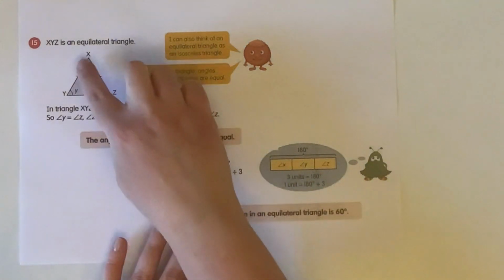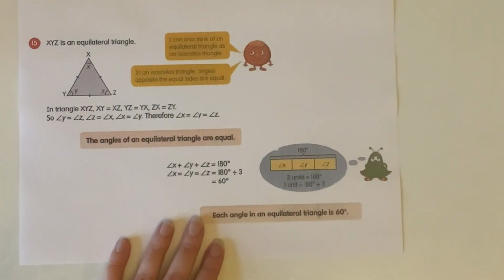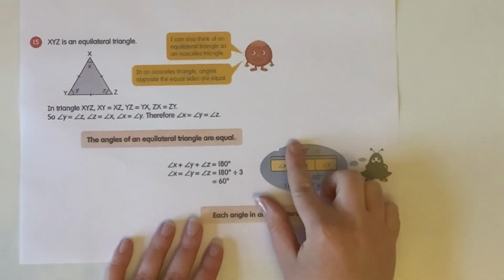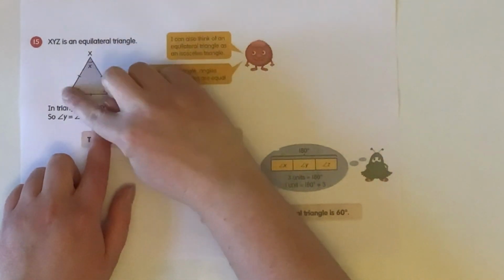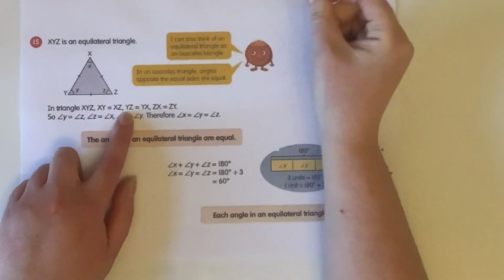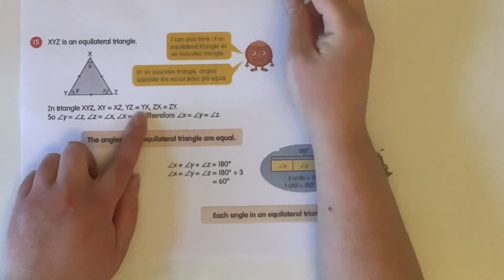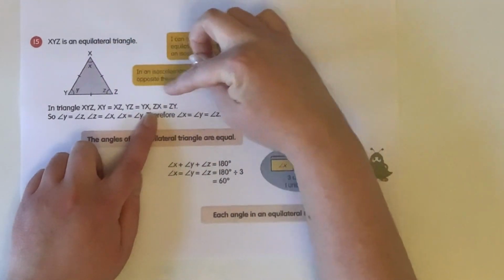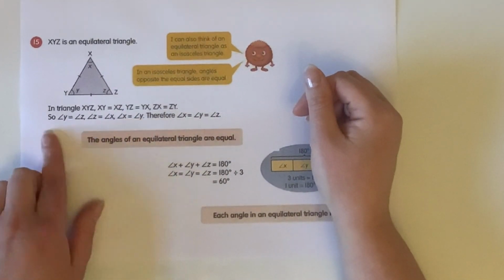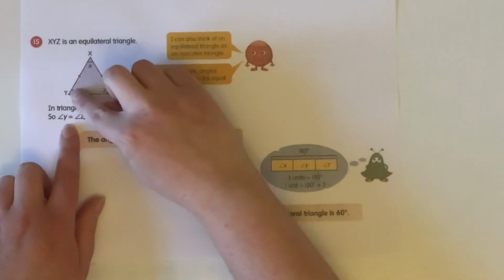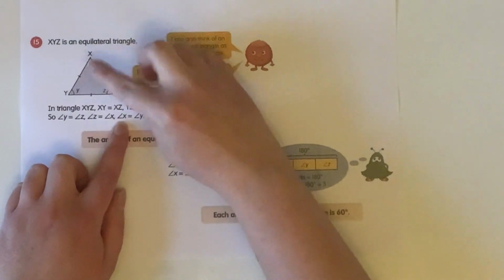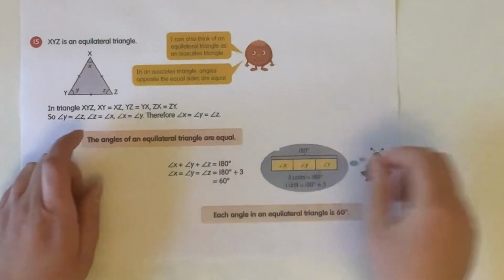This triangle is XYZ. Lots of letters here, so let's break those down. We're told that XY equals XZ, YZ equals YX, and ZX equals ZY. Basically, that just means they're all equal. Then looking at the angles, we've got angle Y equals angle Z, angle Z equals angle X equals angle Y. So they are all equal.